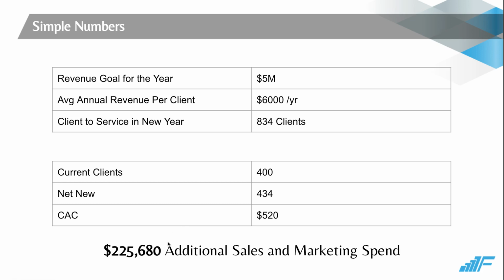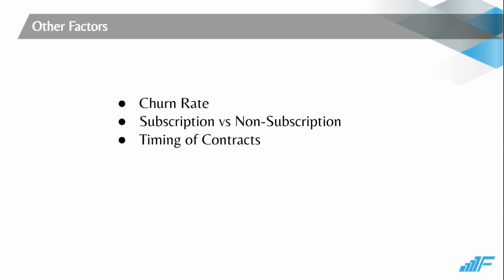And the other things that are going to come into play here that would make this even more complex are things like churn rate. Is it subscription versus non-subscription revenue? The timing of those contracts. If most of your clients come in Q1, then you're probably going to recognize that full $6,000 in annual revenue from them. Unless it's a 12-month subscription and it's all evened out, right? If they come in March, then you're going to be through March of the following year. So there's definitely some numbers to dig into.